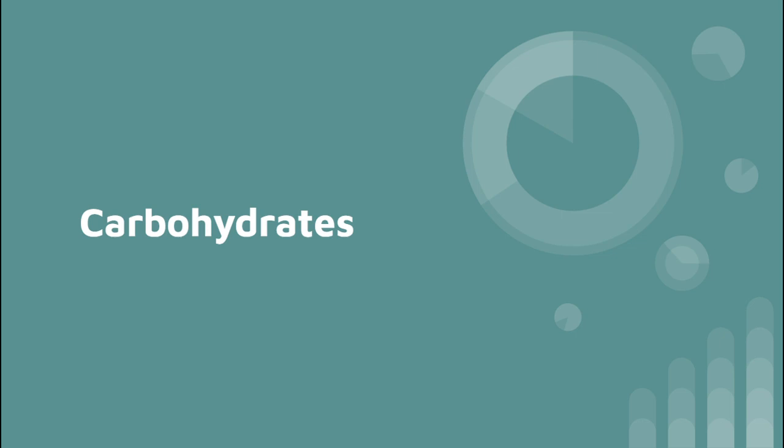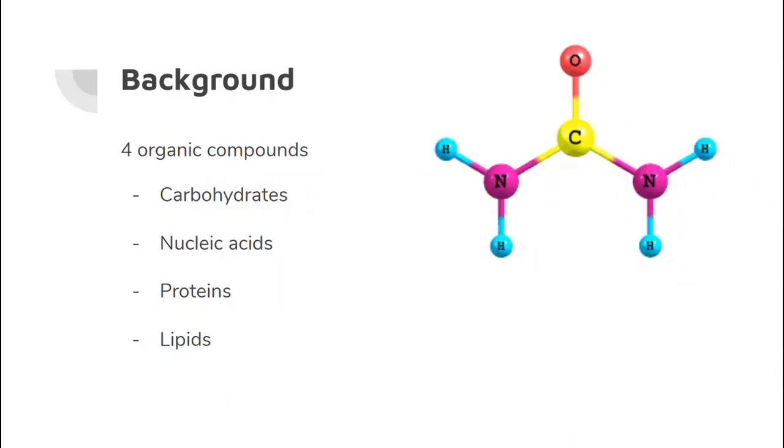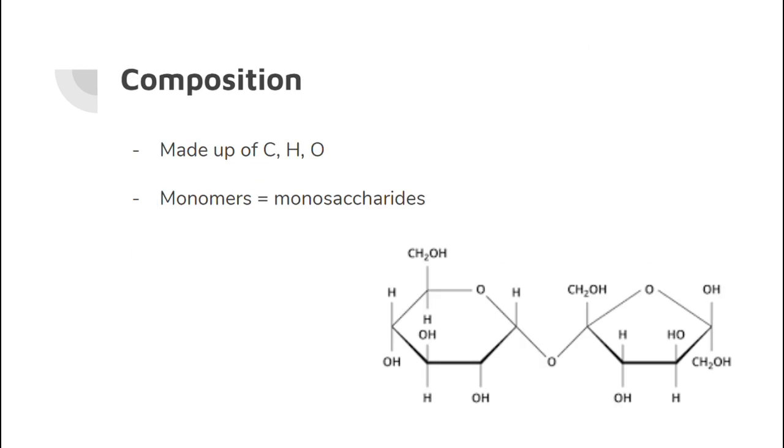Okay, so today we're going to be talking about carbohydrates. So some background. There are four types of organic compounds, and these are carbohydrates, nucleic acids, proteins, and lipids. And remember, organic compounds are compounds that contain the element carbon. So we're going to look closely into carbohydrates today.